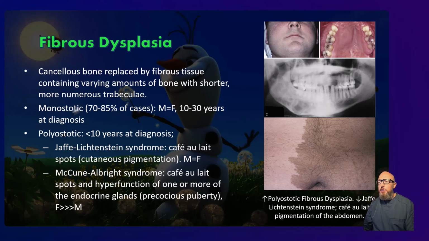Typically, it's going to be monostotic, meaning just isolated to one bone. You'll see that in 70 to 85% of cases. But in some cases, it can be polyostotic, and in most of those cases, it's going to be associated with one of these syndromes.